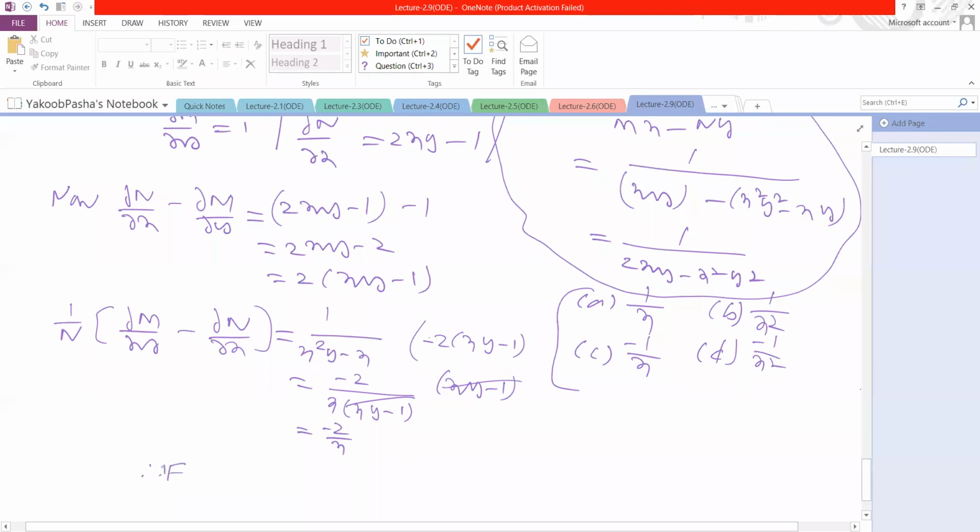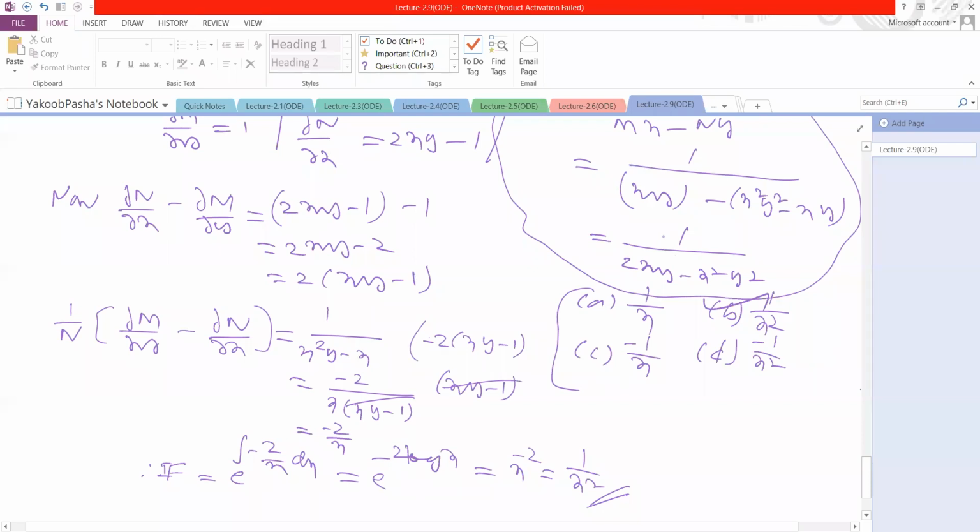So integrating factor IF is equal to e to the power of integral of minus 2 by x dx. That is equal to minus 2 log x. That is equal to x power minus 2. That is 1 by x square is the right option. Option B is the right option.